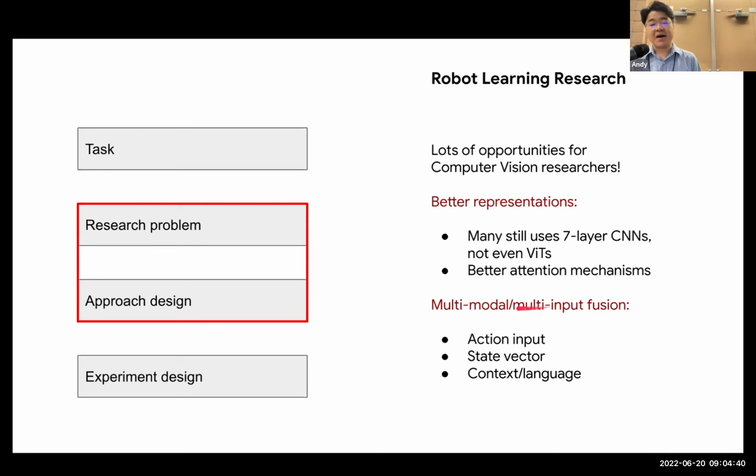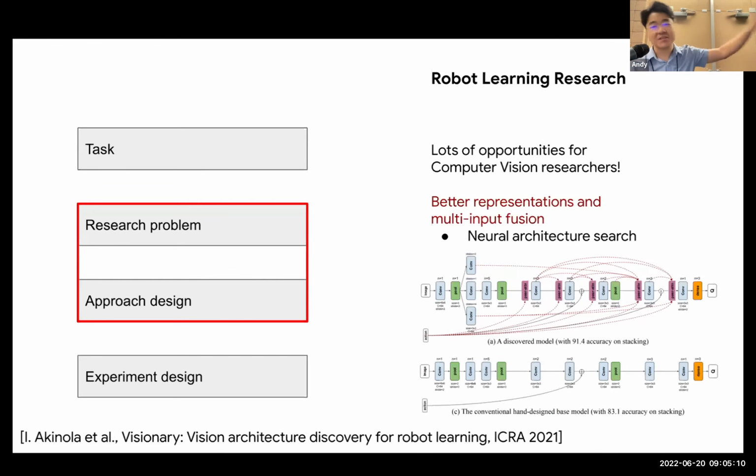Also, as mentioned, the formulation of action policy learning naturally leads to multi-input fusion. There is the action input. Sometimes it's multimodal. There are other types of data, audio, language, sometimes the state vector telling the configuration of the robot, and there has to be naturally the fusion. And as computer vision researchers, we are really good model architects. So there is a lot of room for us to benefit. And again, sorry for bringing my own paper as an example.